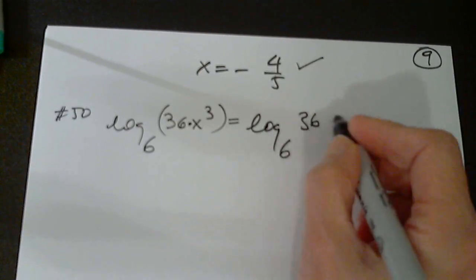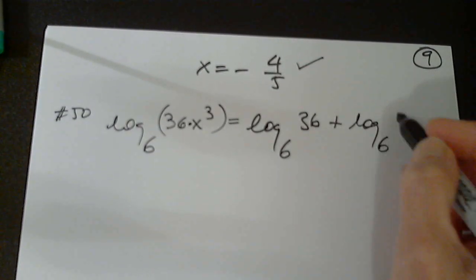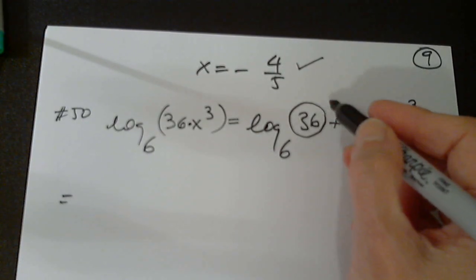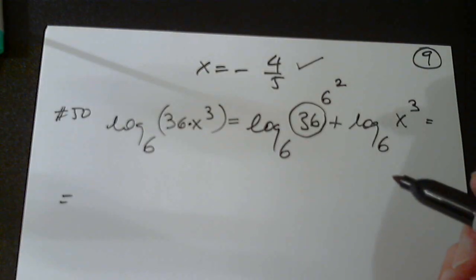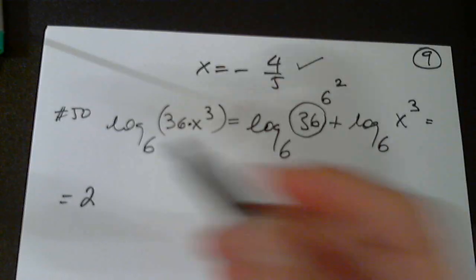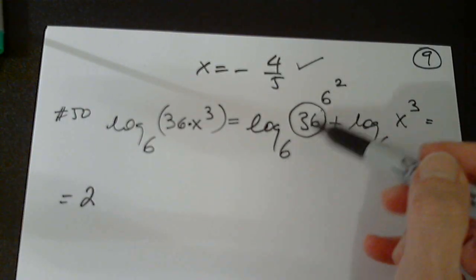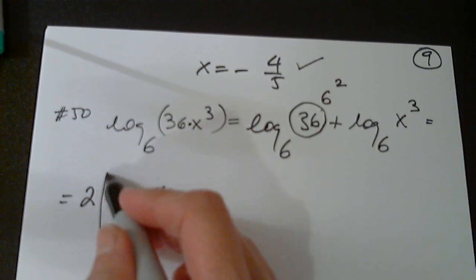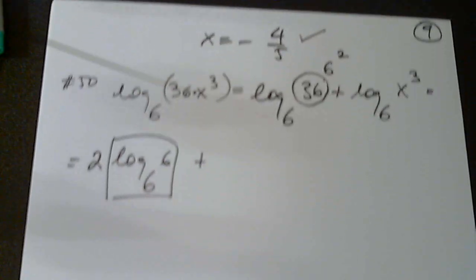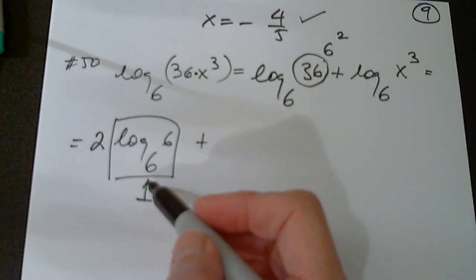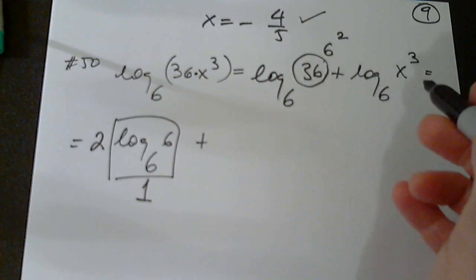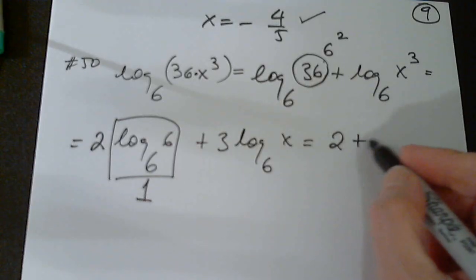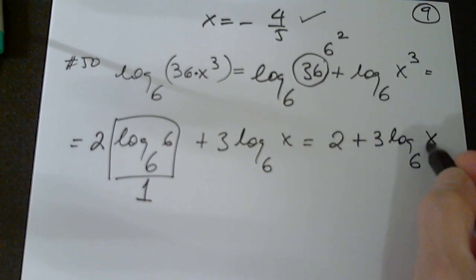Log base 6 of 36 plus log base 6 of x cubed. But I have to change 36 into 6 squared. And then I bring the power in front. Can anyone tell us how much would be log base 6 of 6? I should write here log base 6 of 6. But what is this? It would be equal to 1. Indeed. Log base a of a is always 1. And then bring 3 in front. Log base 6 of x, and this is it. 2 plus 3 log base 6 of x.